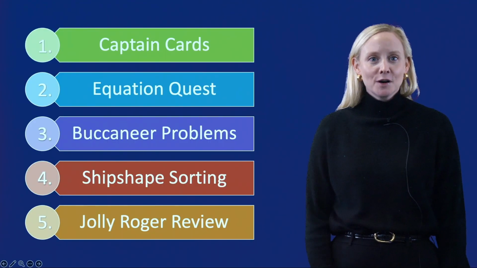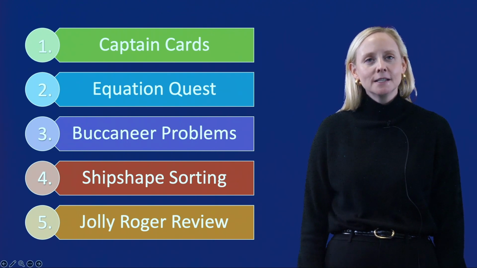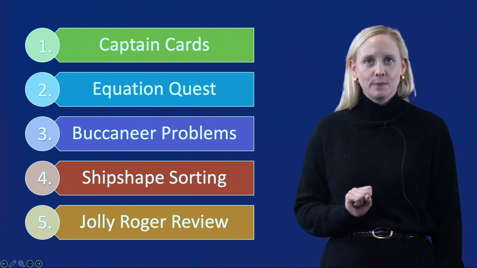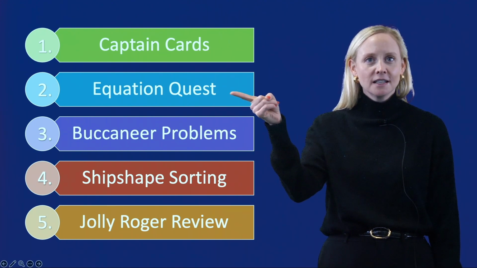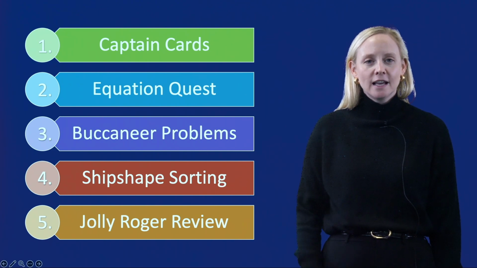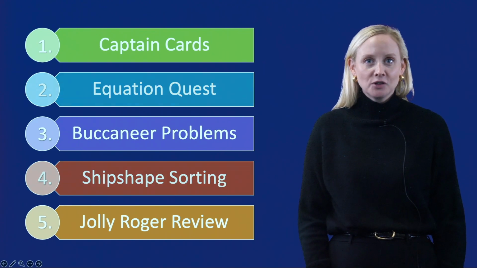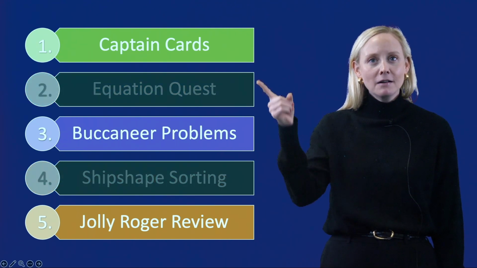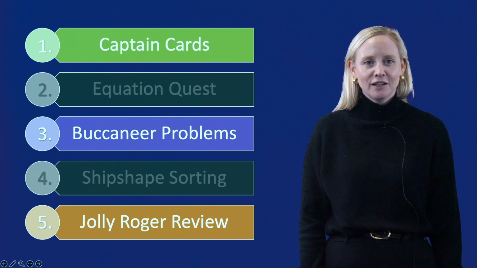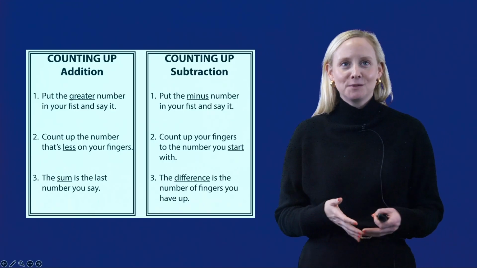In our multi-step word problem intervention with total, difference, change, and equal group schemas, we have 5 different intervention components: captain cards, equation quest, buccaneer problems, ship shape sorting, and our Jolly Roger review. Students use the counting up strategy during the captain cards, buccaneer problems, and our Jolly Roger review. So Kate, what is this counting up strategy?